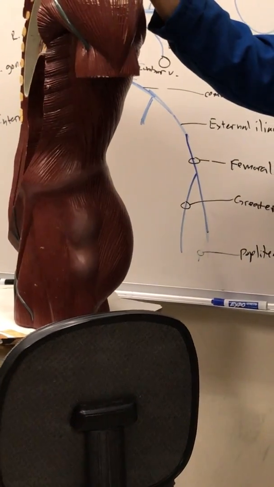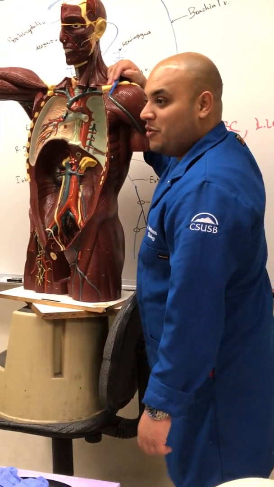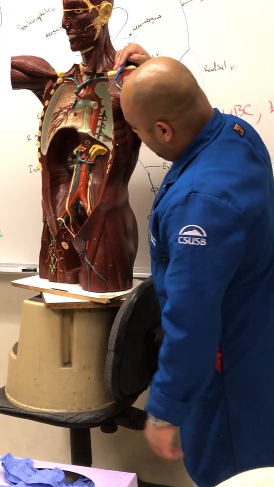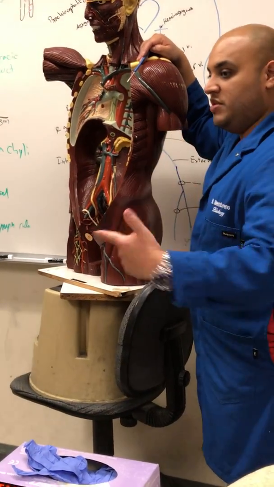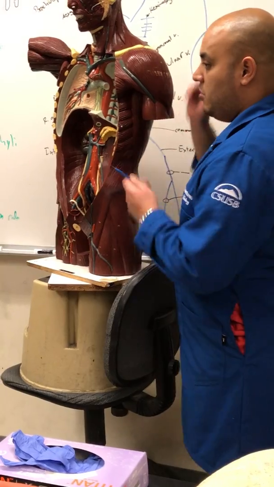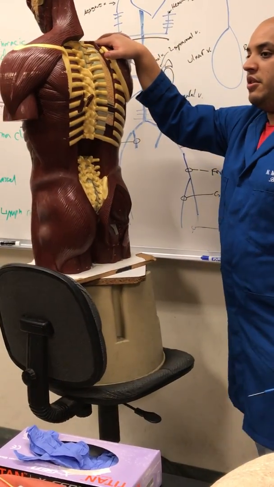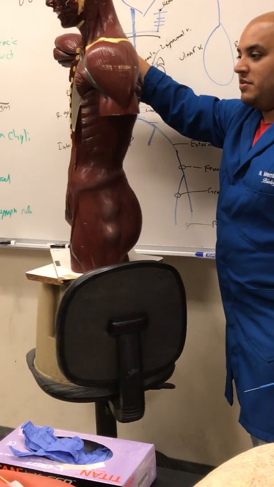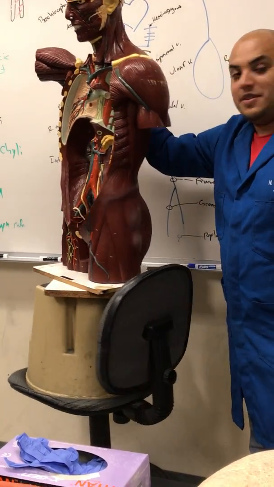In this case, the vein is deeper than the artery, whereas usually arteries are deeper than veins. Don't know why. But did you guys see those? The intercostal artery, vein, and nerve? Right? Okay.